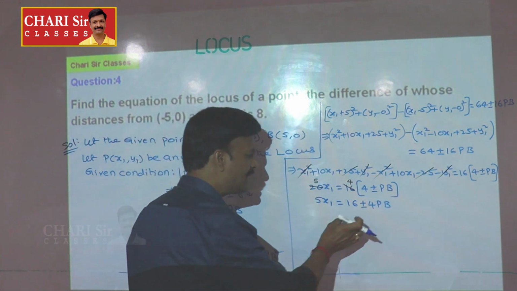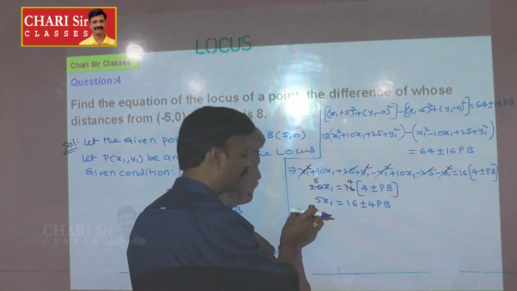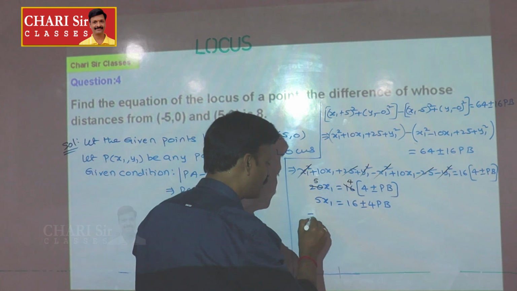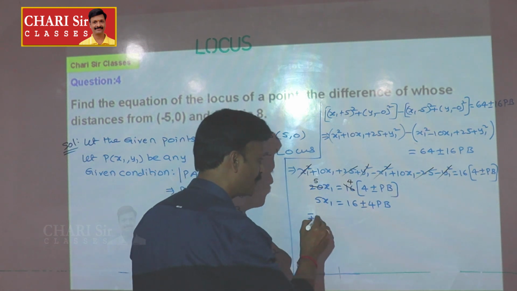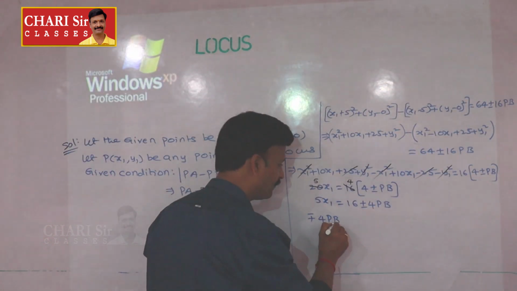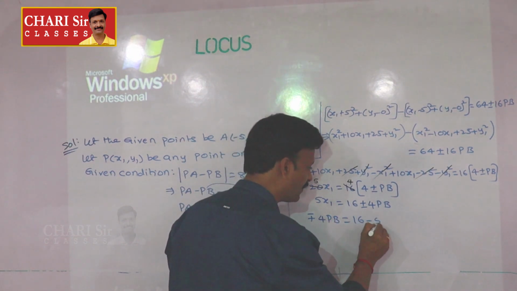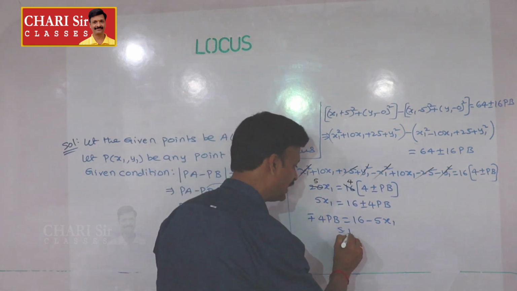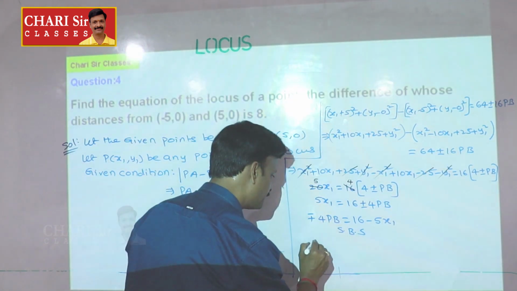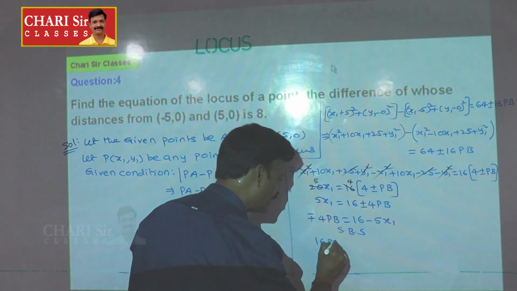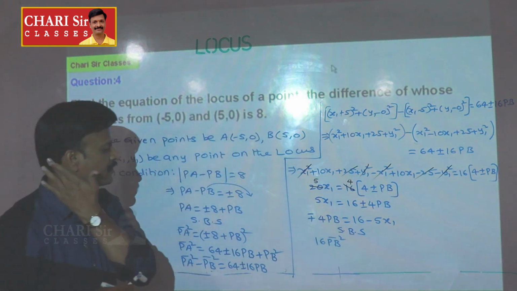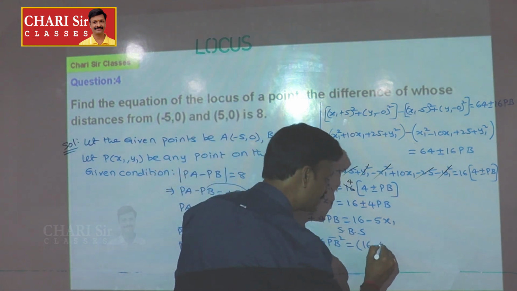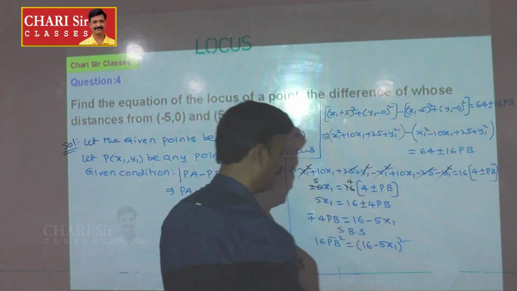Okay. Now let's take this plus or minus 4 PB to the left hand side and 5x1 to the right hand side. That is minus or plus, it becomes plus or minus. If you are taking this side, minus or plus 4 PB is equal to 16 minus 5x1. Now again squaring on both sides, that is 16 PB square when you square both the sides. So it becomes 16 PB square is equal to 16 minus 5x1 whole square.